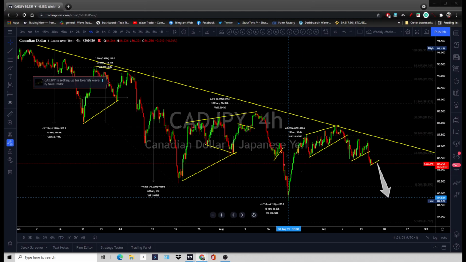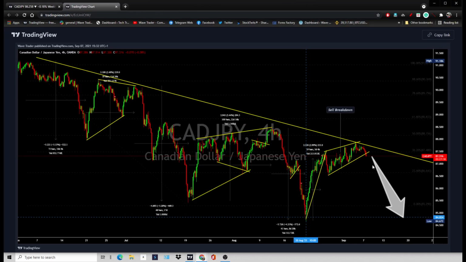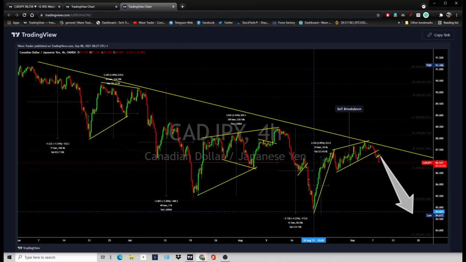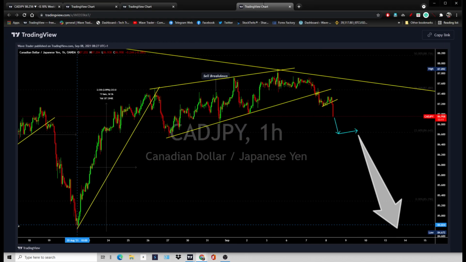So that was the previous analysis. Let's look at some old charts. This is the CAD yen. We were expecting that to break down and continue to keep dragging lower. There we can see that it was dragging lower.